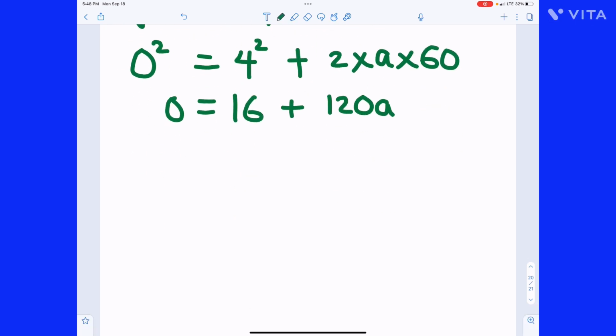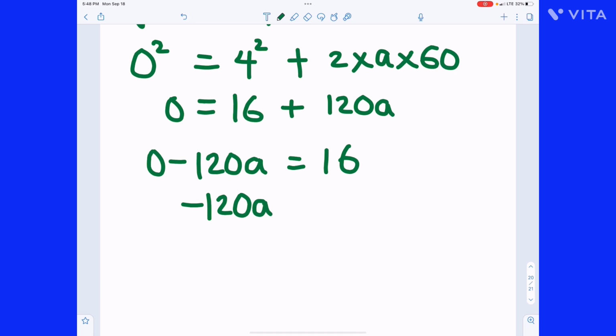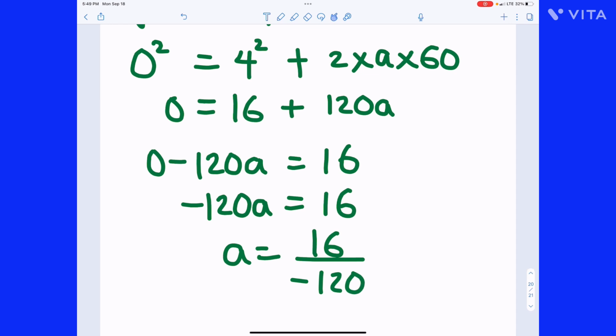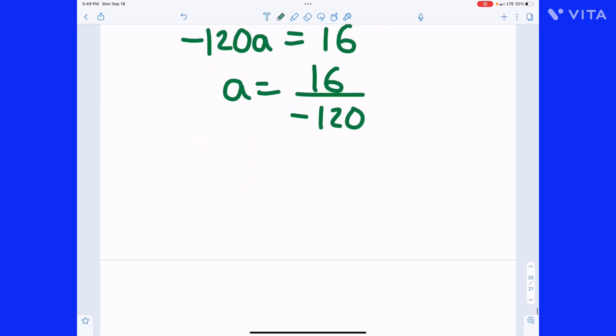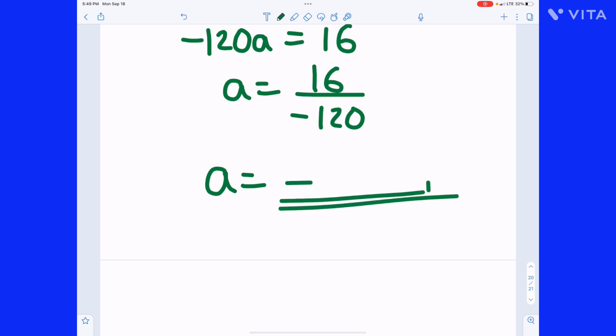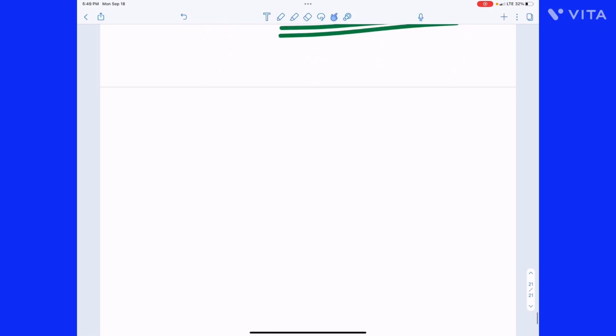How do we do this? Very easy. Bring 120A to the left. 0 minus 120A is equal to 16. So minus 120A is 16. A is 16 over minus 120. What does that give you? 16 divided by minus 120 means A is minus so and so meters per second squared. You pretty much want to evaluate yourself, I think. That's okay right there.